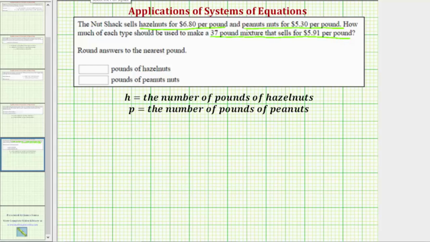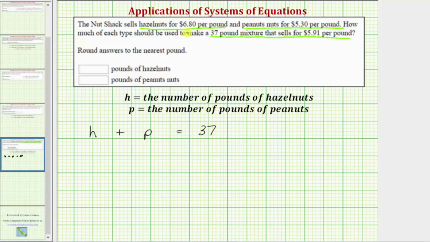Let's first define the variables to represent the unknowns. Let h equal the number of pounds of hazelnuts and p equal the number of pounds of peanuts. Because the mixture will be 37 pounds, we know that h plus p must equal 37. Now I'll write a second equation using the cost.